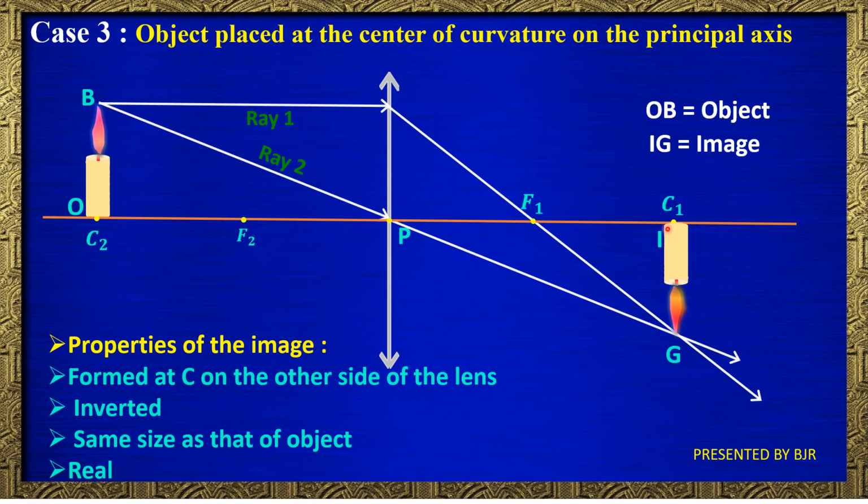Object and image, object size and image size both are same when the object is placed at C on one of the sides of the lens on the principal axis, and its image will be formed at C only on the other side of the lens. And if you compare their sizes are also equal. Okay, and real image, because this can be obtained on the screen.